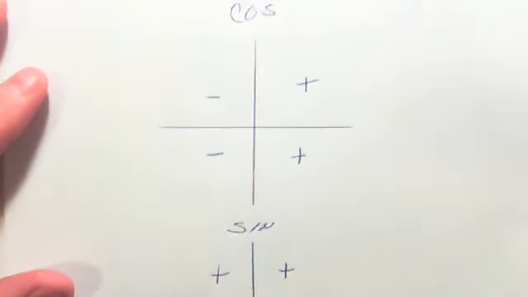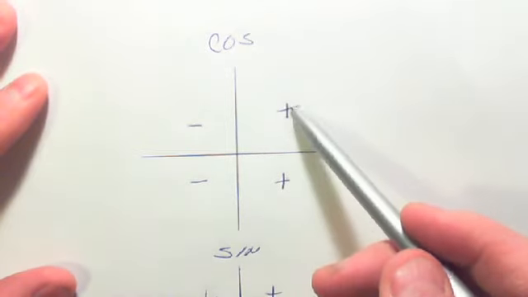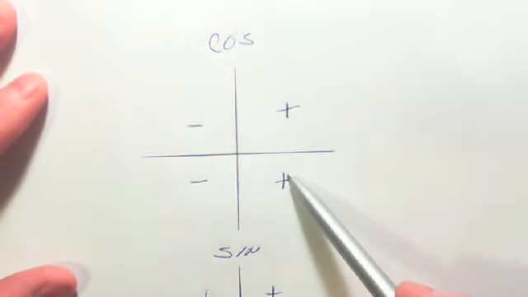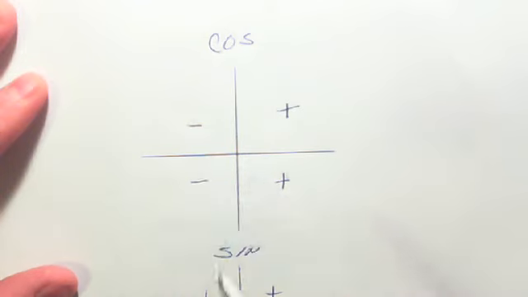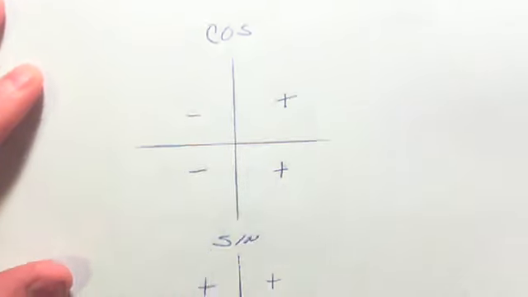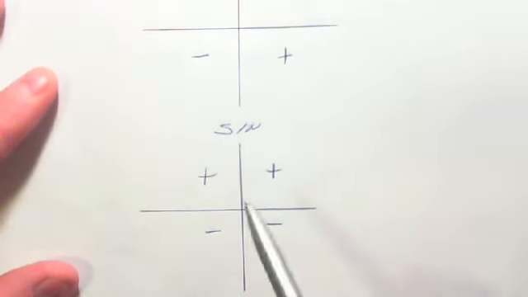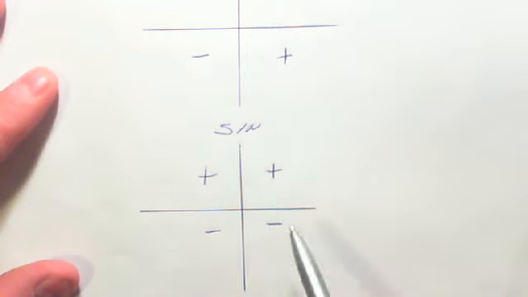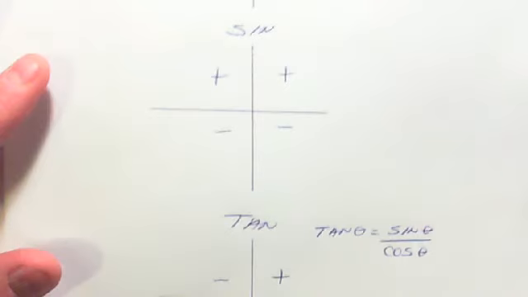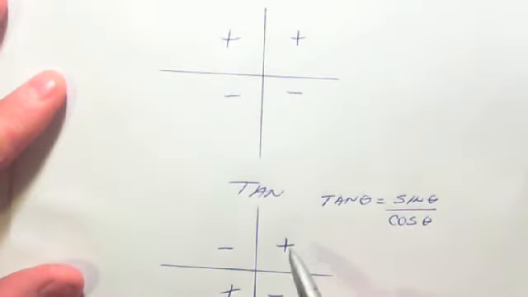Other information that's going to be key is you need to memorize that for the cosine, you're going to be positive in the first and fourth quadrant, and negative in the second and third quadrant. The sine, you're always going to be positive in the first and second quadrant, negative in the third and fourth quadrant. And for the tangent, you're going to be positive in the first, positive in the third, negative in the second, and negative in the fourth.